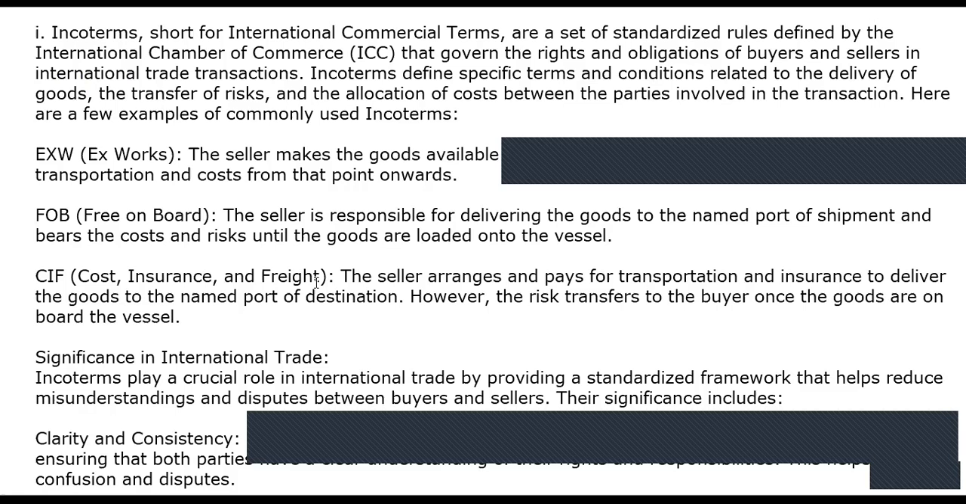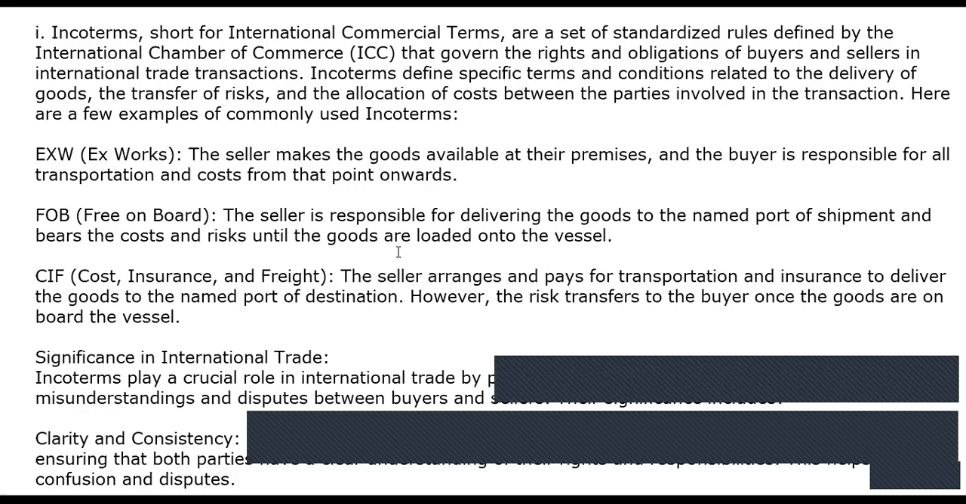So here are a few commonly used incoterms. We have Ex Works, where the seller makes the goods available at their premises and the buyer is responsible for transportation and costs from that point onwards. FOB, where the seller is responsible for delivering the named goods to a named port of shipment, and thereafter bears the cost and risk until they are loaded onto the vessel. CIF, which is cost, insurance, and freight, where the seller arranges to pay for transportation and insurance to deliver the goods to the named port of destination. However, the risk transfers to the buyer once the goods are on board the vessel.